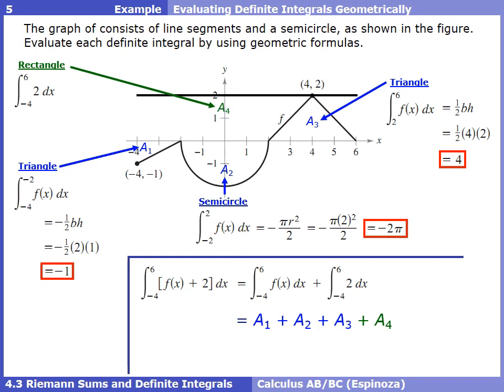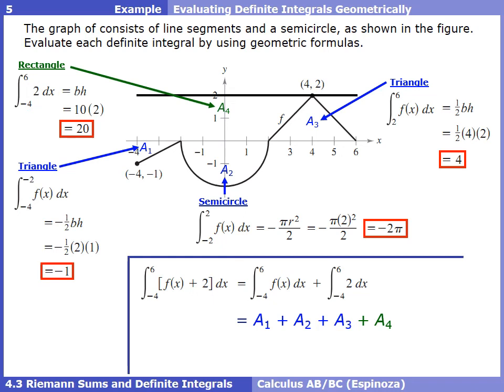So if I want to find the area of that rectangle, which is represented by the integral from -4 to 6 of 2 dx, I can just simply use the formula base times height. The base of this rectangle is 10, the height of this rectangle is 2, and that area is 20. So this area right here from -4 to 6 of 2 dx, which is just a rectangle, is 20.